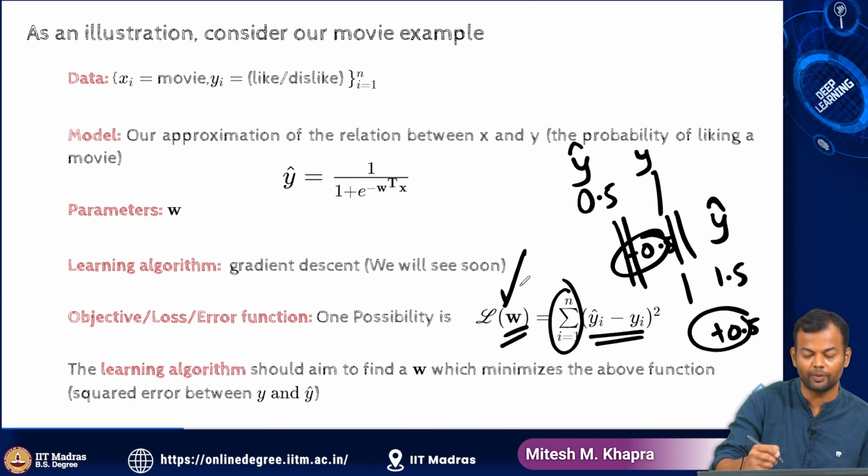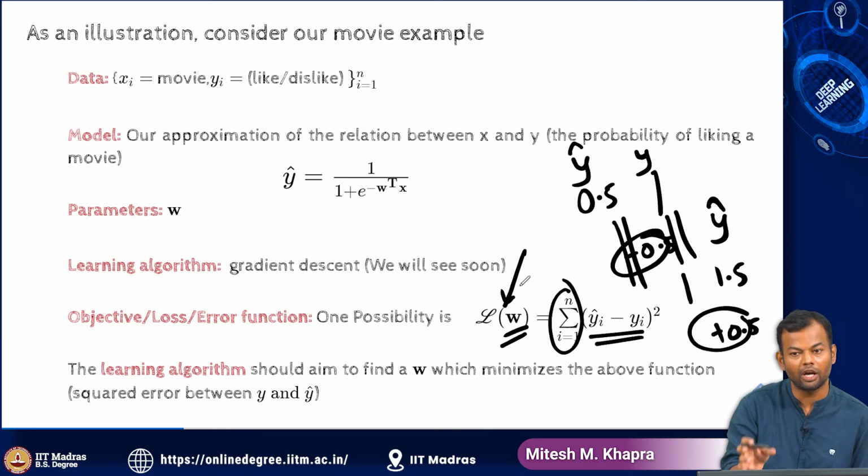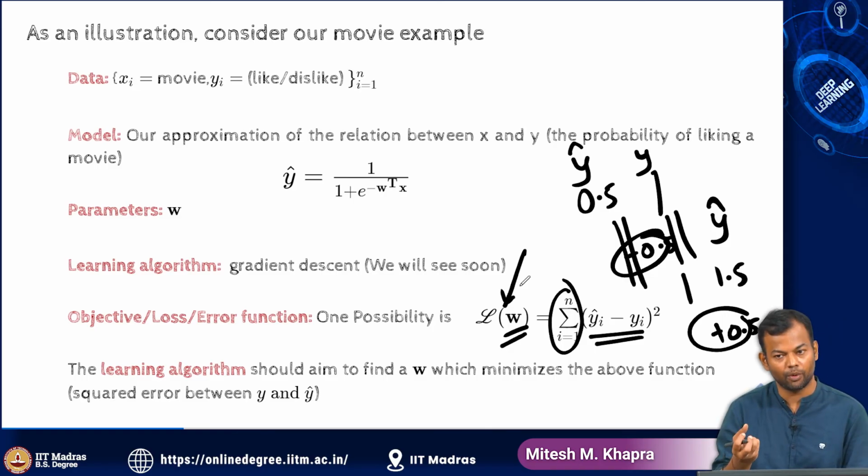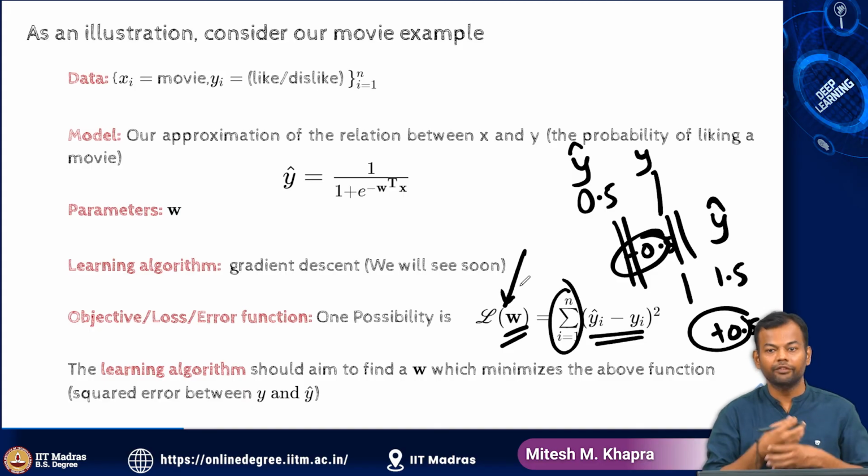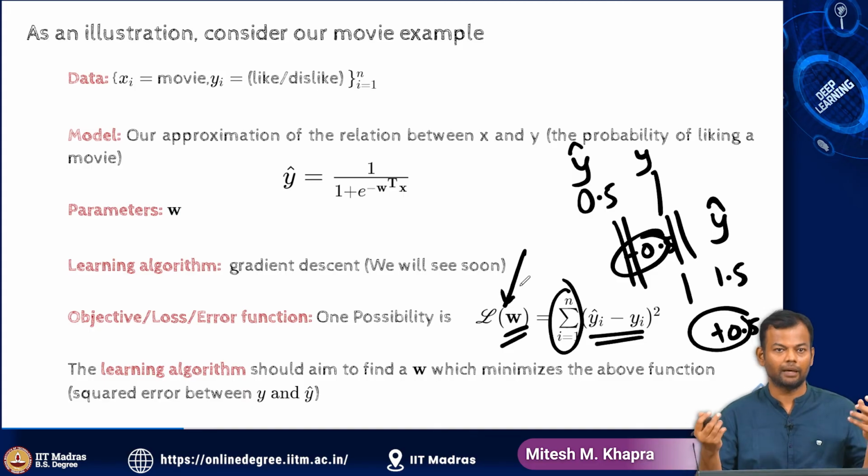So now I have defined an objective function, and the learning algorithm should find w's such that when I plug in these values of w, this loss value that I get should be as small as possible. What does that mean? There are infinite possible values of w, right?